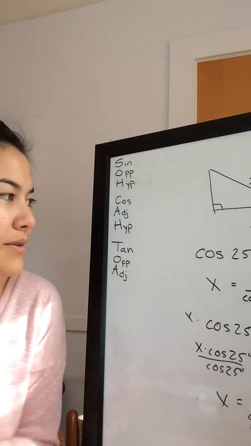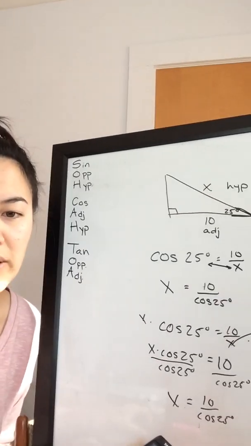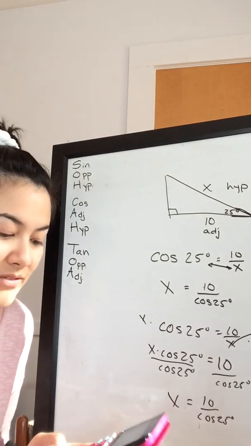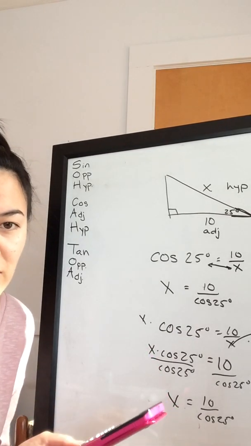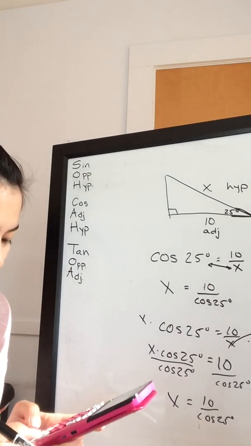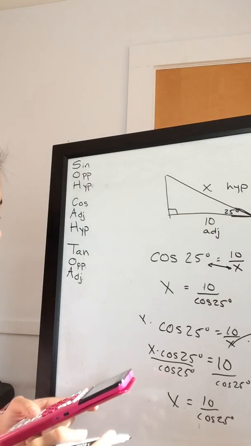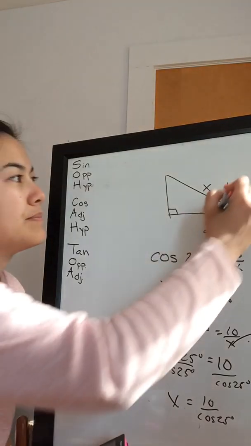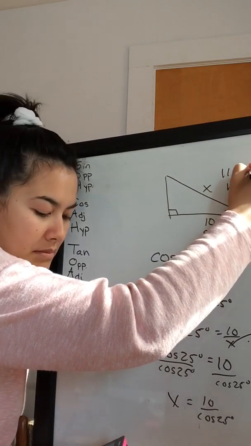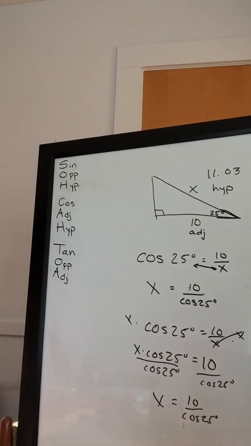But let me get you an answer for this. We're doing 10 divided by the cosine of 25, and we don't have to use our inverse because we're not solving for an angle measure. You only use the inverse when solving for an angle measure. So 10 divided by the cosine of 25, we get 11.03.